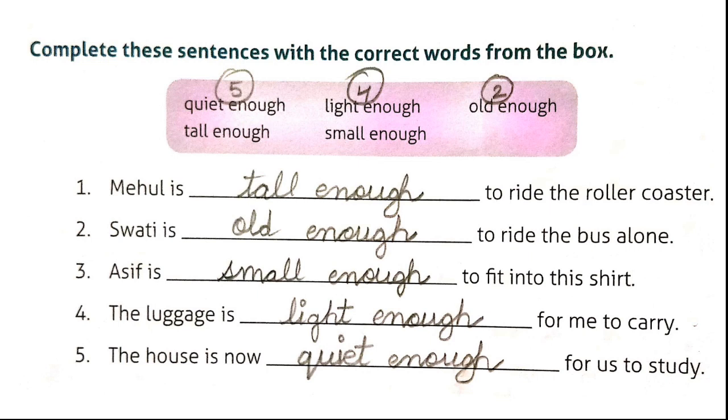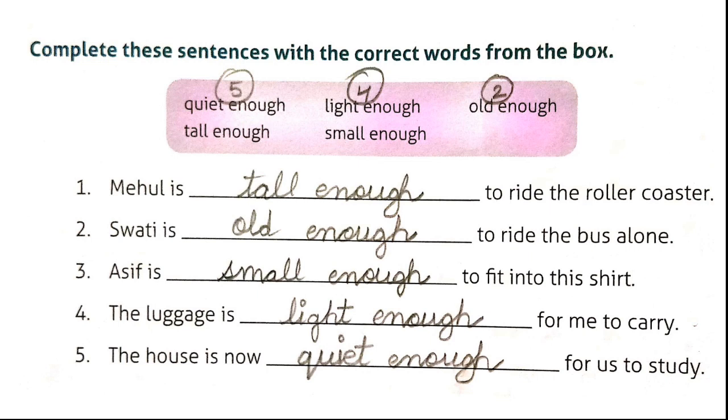Asif is dash to fit into his shirt. To fit into a shirt, we have to be small enough. So here small enough will come. And fourth sentence, the luggage is dash for me to carry. You can only carry the luggage when it is light enough. So here the answer will be light enough.